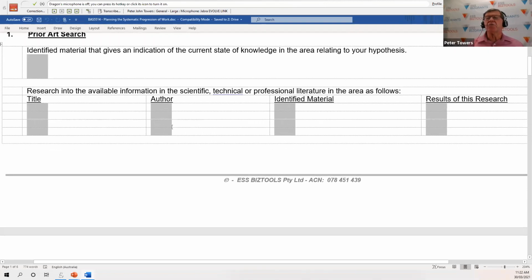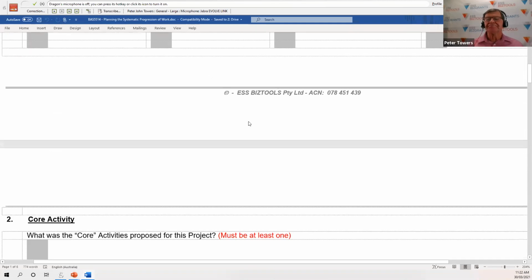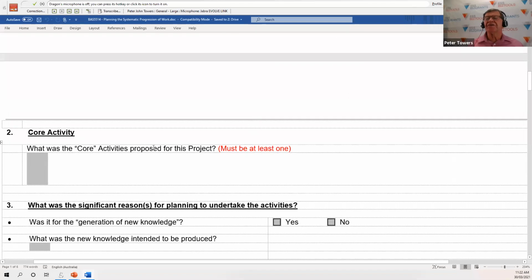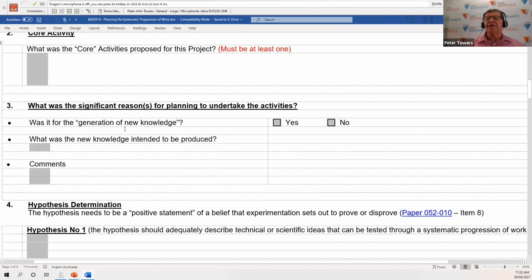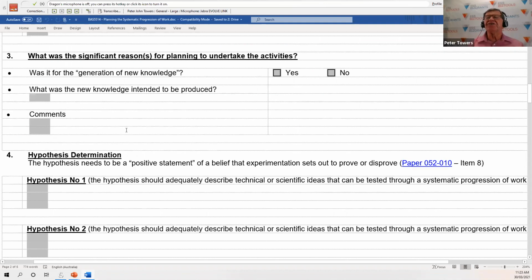What information was found that might have been close to it? What are the core activities? And there must be at least one for each research and development project. What was the significant reason for planning to undertake the activities? Whilst from a business point of view it might be to make a profit, that's not the answer that we need to submit. It's the generation of new knowledge, and that's what will lead to making the profit, hopefully.